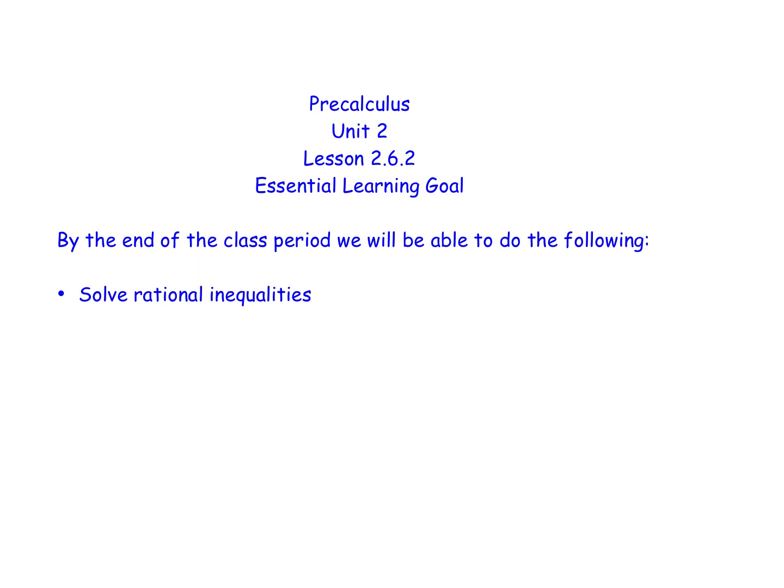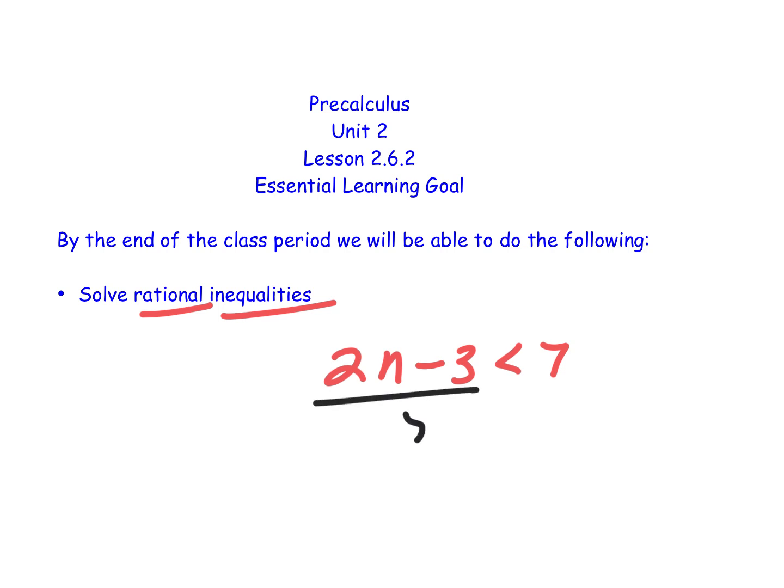Okay, 2.6.2, we are solving rational inequalities. Well, first of all, rational means can be written as a fraction. Inequalities are things like this: 2n minus 3 is less than, let's say, 7. And that's an inequality. But a rational inequality would mean that this whole thing was a fraction. So, for instance, let's say we put it over 5.